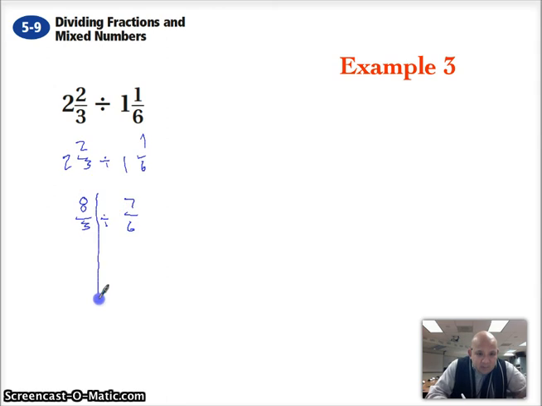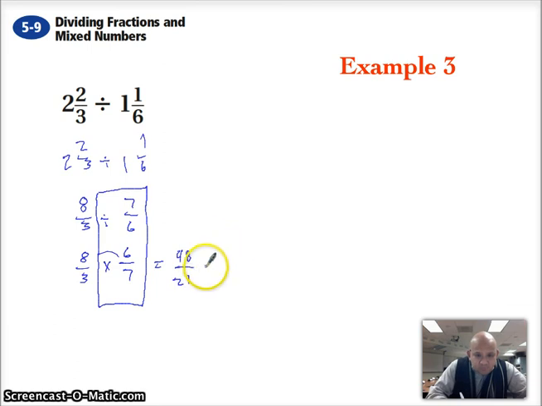Now I'm going to create that box. Everything in the box I change. That changes to multiplication. Find the reciprocal, which is just flipping it. Everything outside the box remains the same. 8 times 6 is 48. 3 times 7 is 21. I'm going to go ahead and divide 21 into 48. And I think that goes twice.